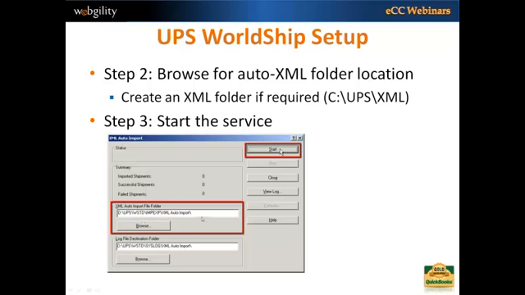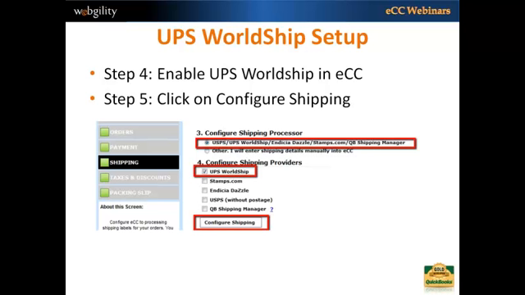Once you've specified the folder location, you pretty much need to hit the Start button. As soon as you hit the Start button, UPS WorldShip will now be ready to start accepting shipping input from eCC. Now keep in mind, once we have set up UPS WorldShip with a particular XML folder location, we also need to now tell eCC what that folder location is. So let's take a look at step number 4, which is to enable UPS WorldShip in eCC.